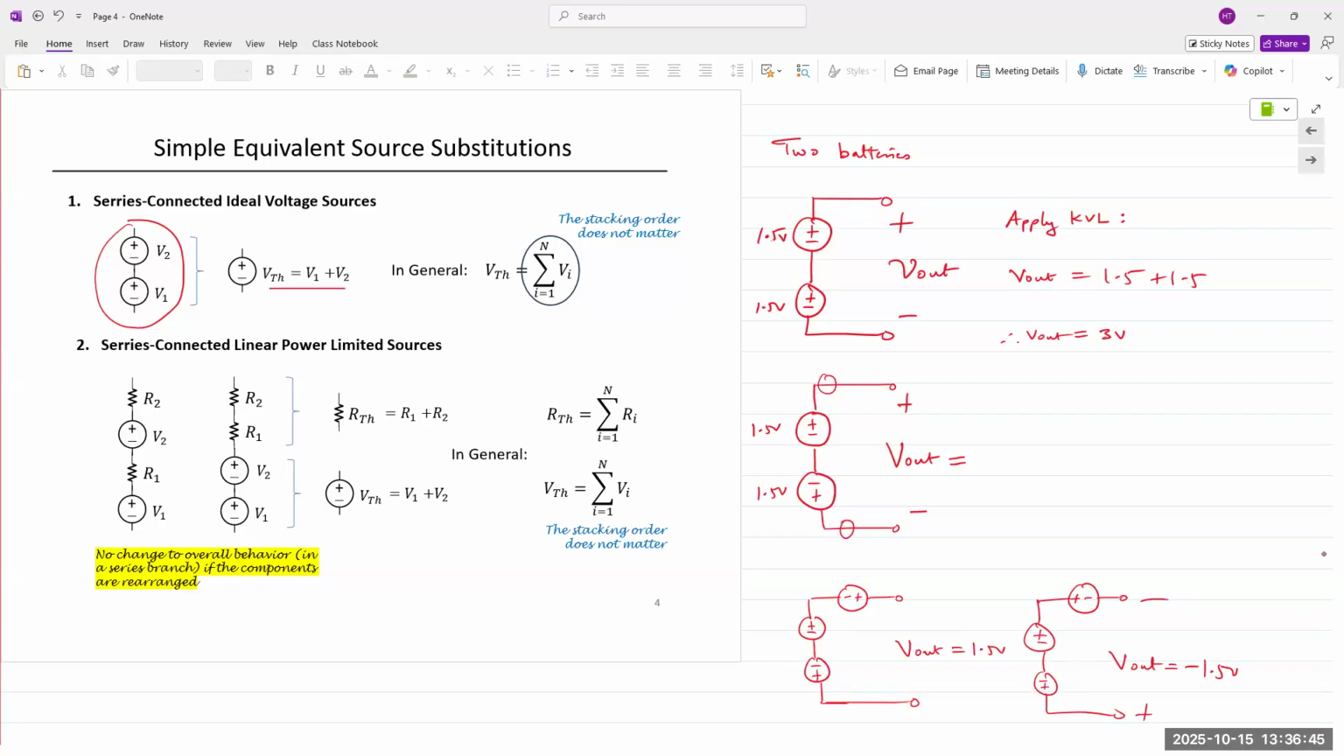Which one? This one? They have pluses on the end.